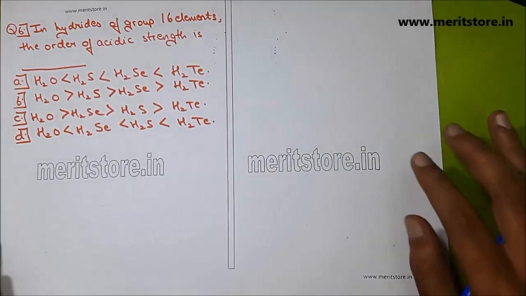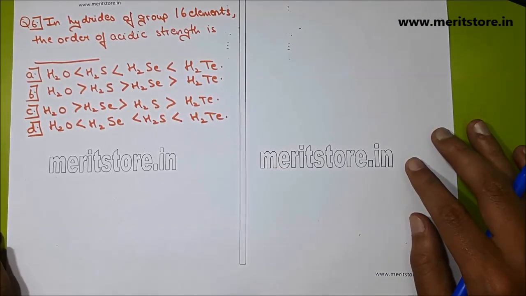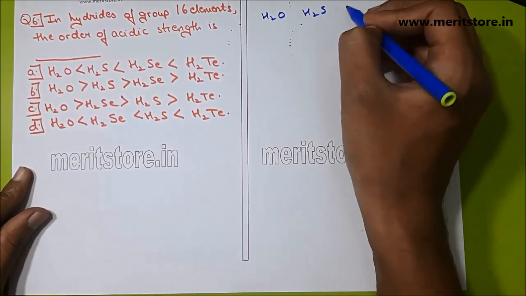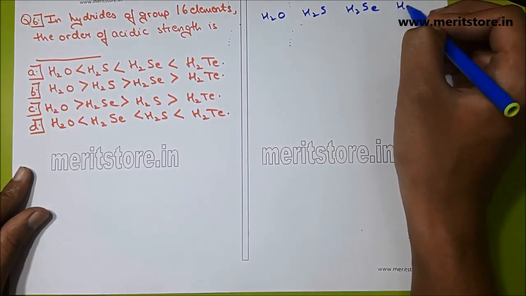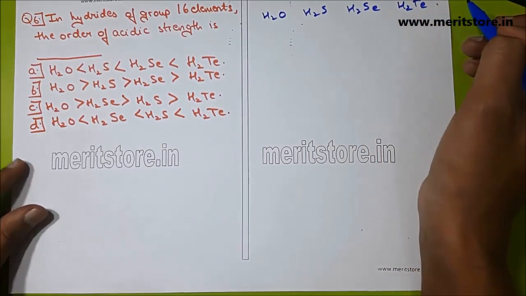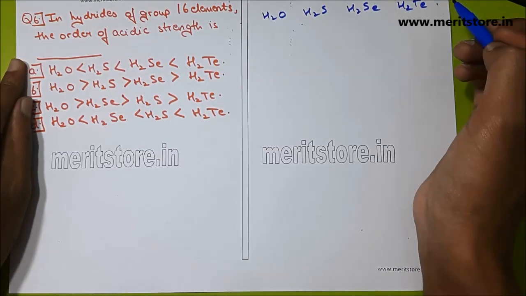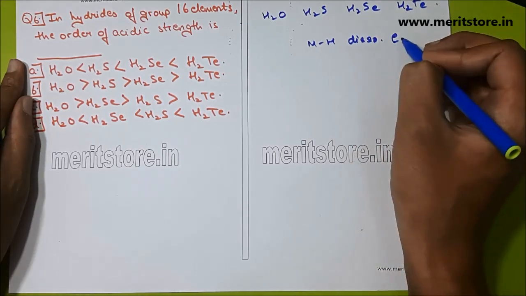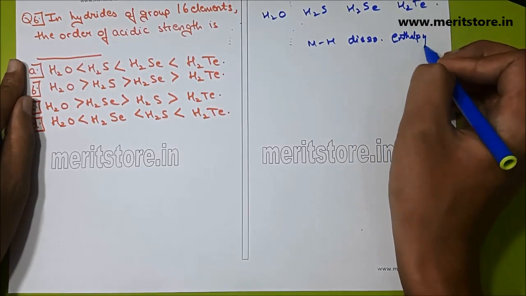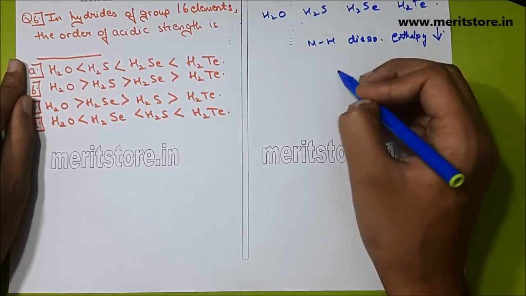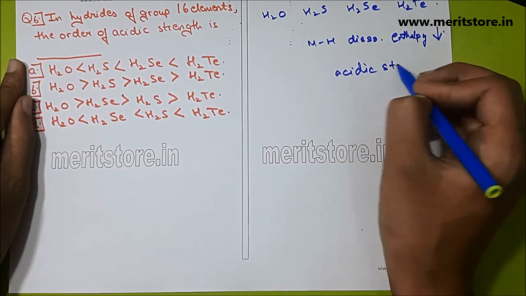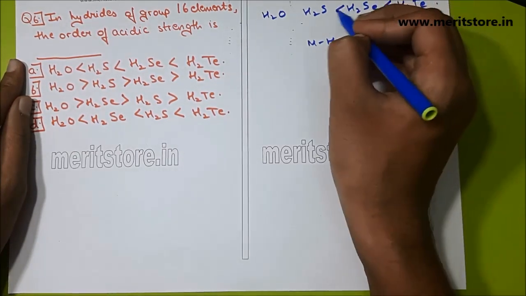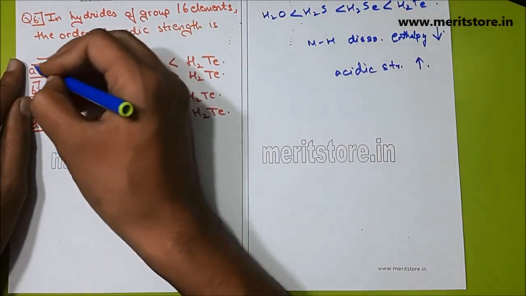Question number 6. In hydrides of group 16, the order of acidic strength is, okay, we have H2O, H2S, H2Se and H2Te. These are group 16 elements in hydride form. On moving down the group, the H-E bond dissociation enthalpy decreases and the acidic strength increases. So the order will be this, this and this. So option A will be the correct option.